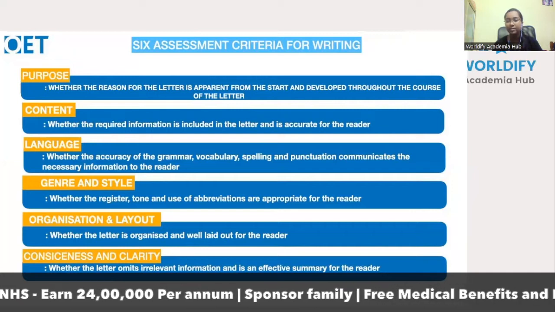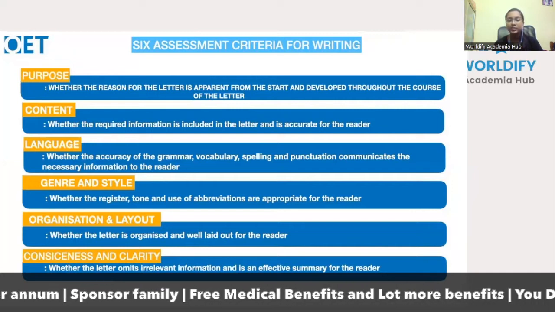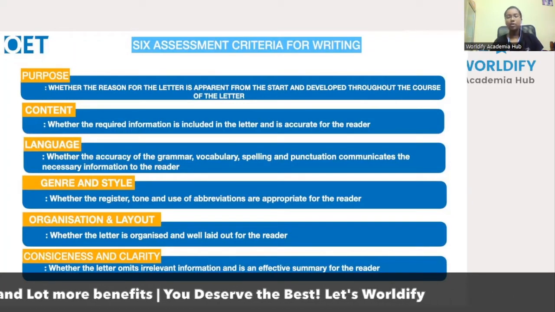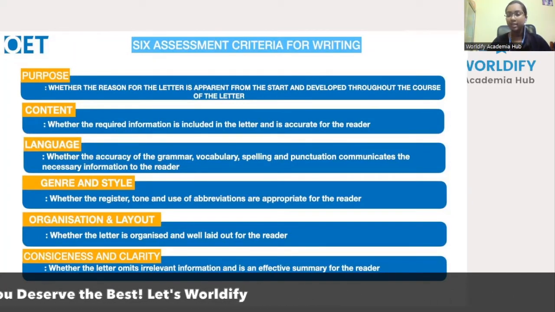That will be the first one that they assess. Next one is content. As I told you, it's going to be a 3 pages case note, right? So you cannot put all the 3 pages in your letter. Your letter should be very concise and it should have only relevant content in it.